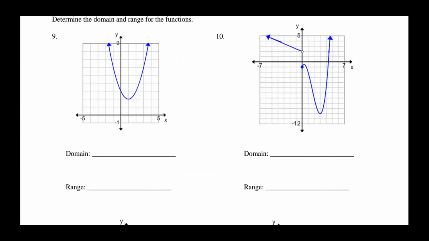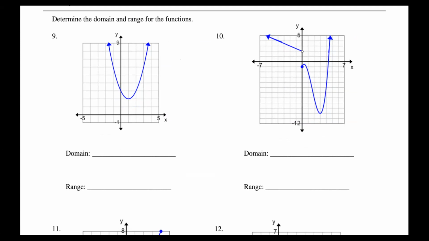Determine the domain and the range for the function. Number 9, it's a parabola. And if you look here, there are arrows on the top. That means the graph grows infinitely on both sides. So we have to find the domain. Since it goes to this side infinity, this side infinity, this is going to go to positive infinity. This is going to grow to negative infinity on this x-axis. So the domain is going to be negative infinity to positive infinity because the graph grows both sides infinitely.